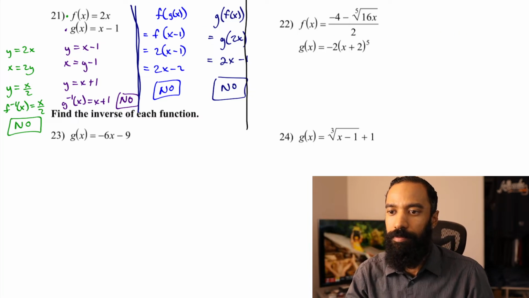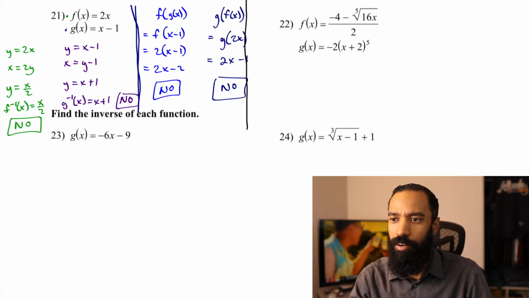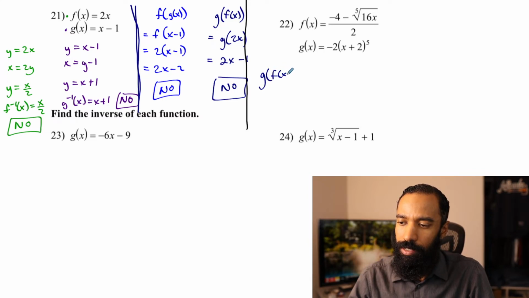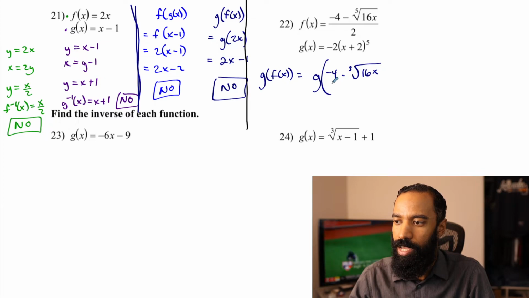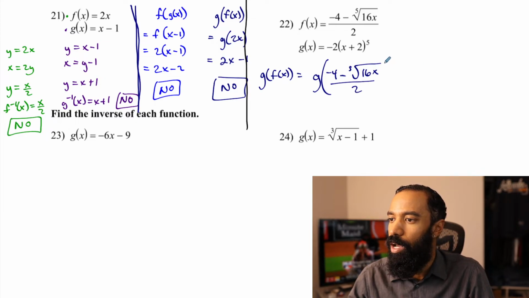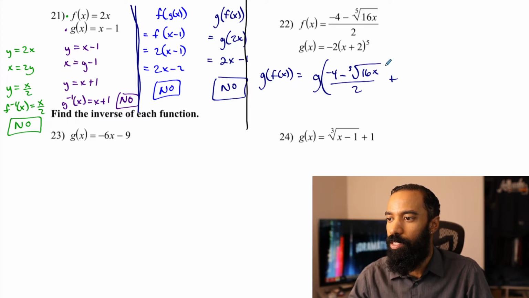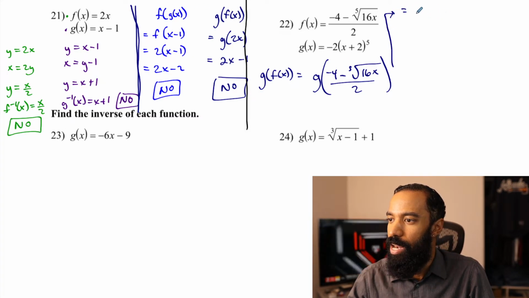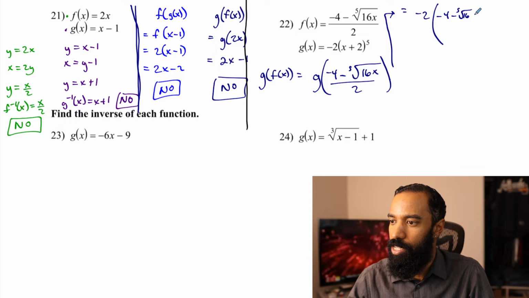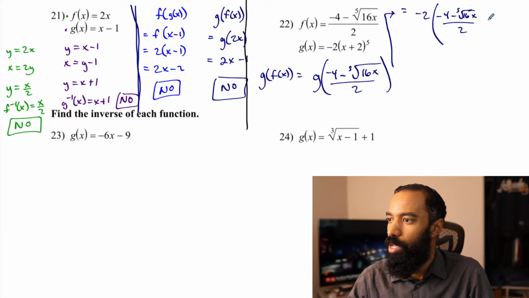Okay, g of f of x. I used kind of dark blue last time. G of f of x will be g of negative 4 minus 5th root of 16x all over 2. I don't think this one's going to be as fun. It might be, actually. We'll see. Plus 2. Oh, excuse me. Just that. Boom. And then we're going to substitute that in for x. So that'll become negative 2 times negative 4 minus 5th root of 16x all over 2 plus 2 to the 5th power. Like that.